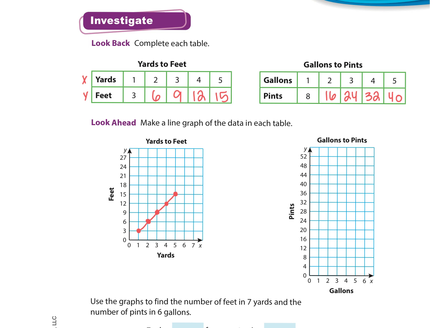So I'm going to take all of that information from the table and plot all of that in my graph. So I go over 1 up 8, over 2 up 16, over 3 up 24, over 4 up 32, and over 5 up 40. Connect all of those points to represent and show the change as I'm increasing the number of gallons to show that my pints are increasing by 8 as well.